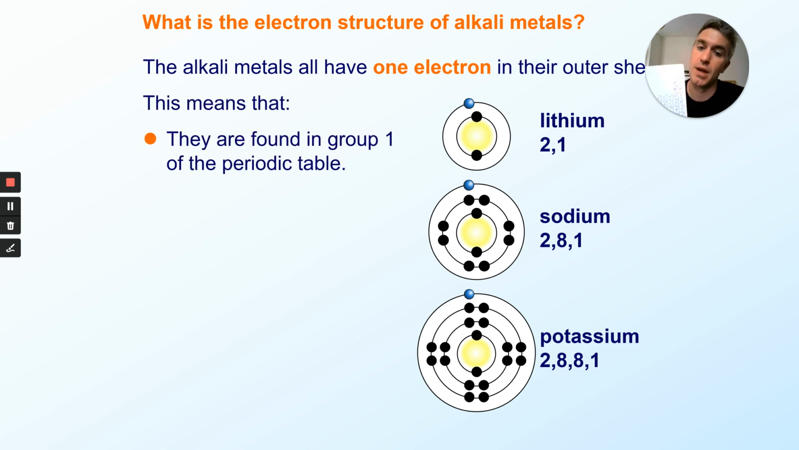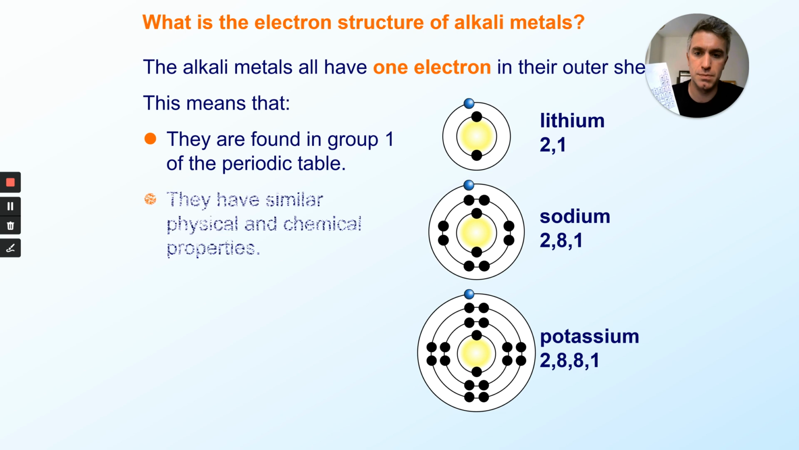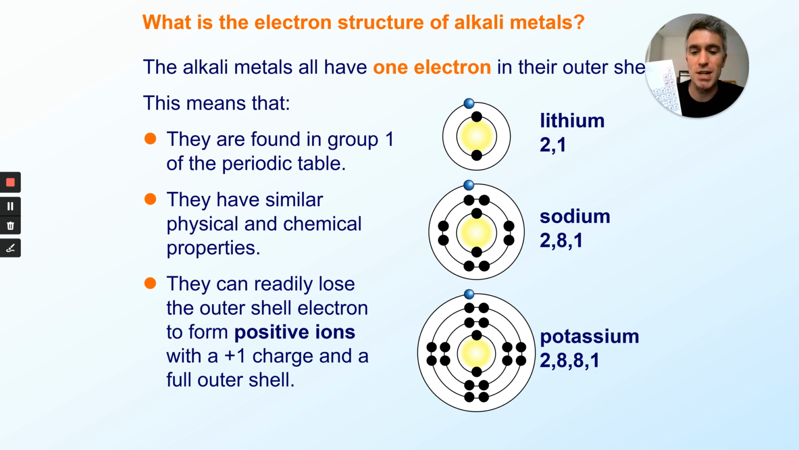This means that they are found in group 1 of the periodic table. They have similar physical and chemical properties. There'll be a video in a moment which you can check. And they can readily lose 1 outer shell electron to form positive ions. So remember, what is it all atoms want? They want a full outer shell. Okay? How do you get a full outer shell?